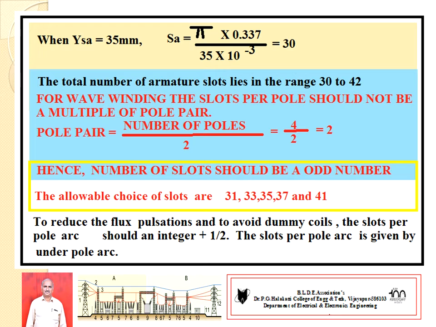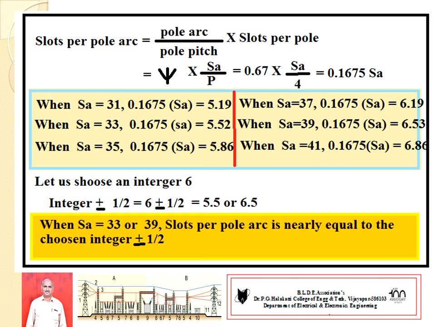Next step, to reduce the flux pulsations and to avoid the dummy coils, the slots per pole arc should be an integer plus or minus half. The slots per pole arc is given by under pole arc. The slots per pole arc should be equal to pole arc divided by pole pitch into slots per pole, that is J equal to pole arc per pole pitch into slots.